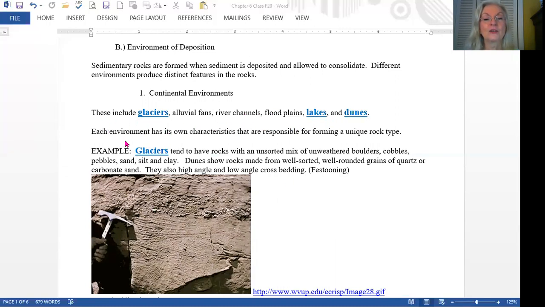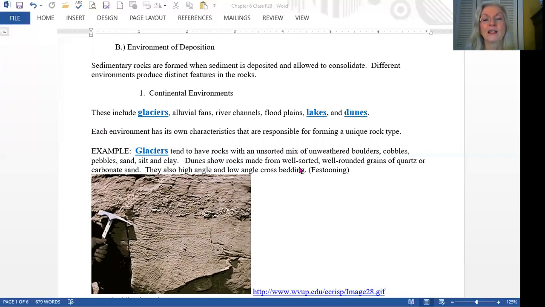So for a glacier, for example, the rocks are going to be unsorted. So you have big ones and little ones and medium-sized ones all in the same place. They're going to look unweathered, and what that usually means is they'll be sharp and angular, not rounded. And they'll also have sand and silt and clay mixed in. So it looks like kind of the casserole of rocks, everything piled in together.